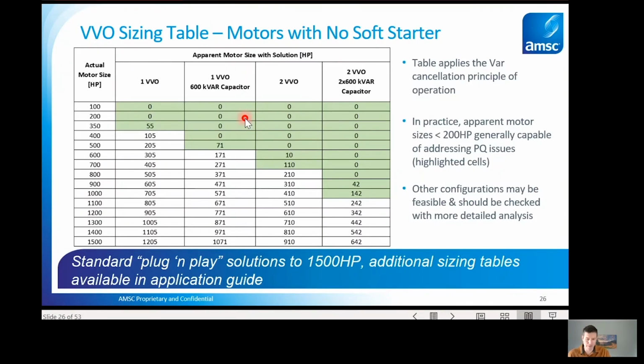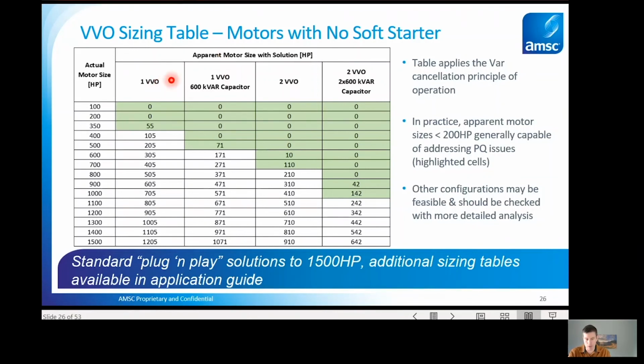Now we'll go through some sizing tables that can be a handy tool for you as you go out and look to solve these problems and apply the StatCom technology independently. We've come up with a couple of sizing tables. In this first column here is the horsepower rating of the motor. So all you have to do is know the horsepower rating of the motor, and you can apply this table to solve these power quality problems. Across the top, we just have different configurations that we support that I went through.